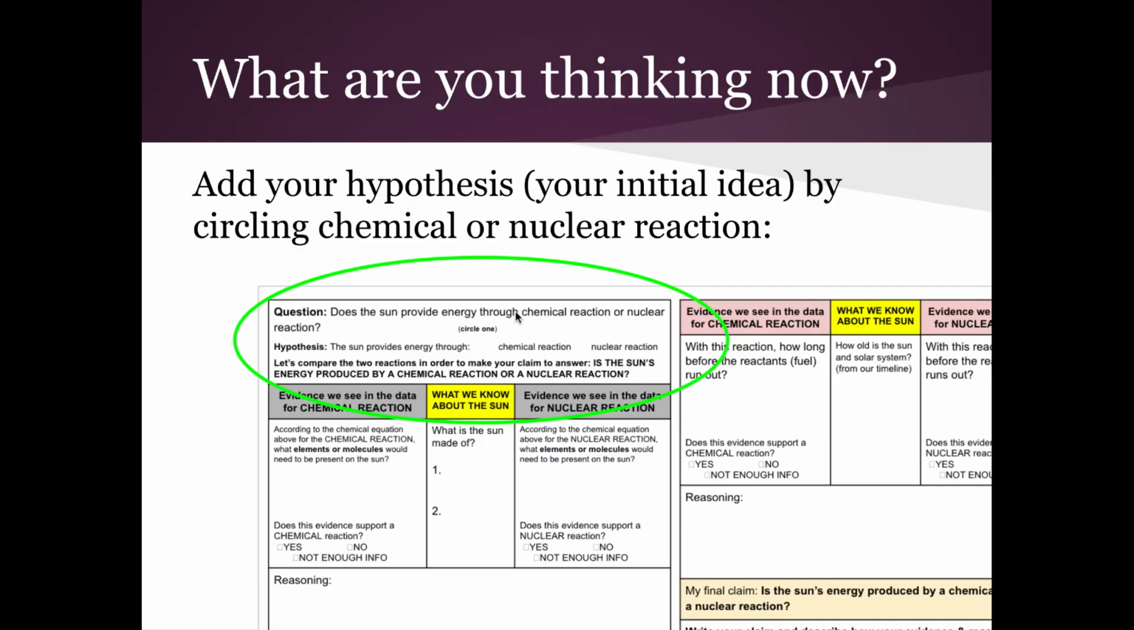Do you think the sun is burning in a chemical reaction to make all the energy? It's a lot of energy. Or is the sun doing this thing called a nuclear reaction to make all that energy? So take a moment and just circle whichever one you think. No big deal.